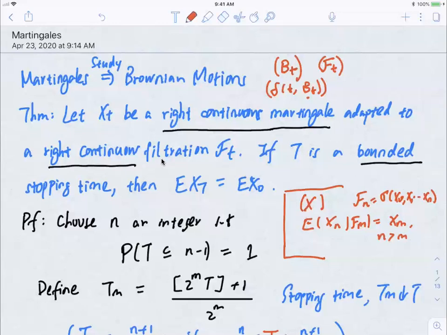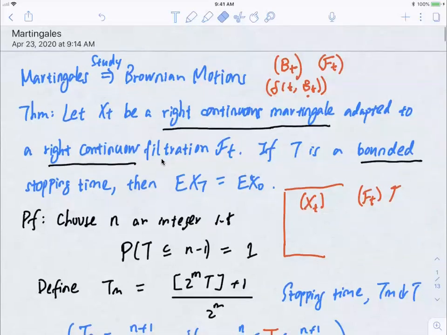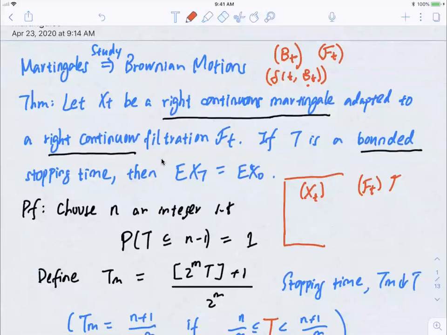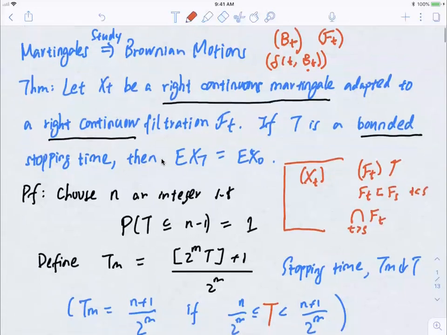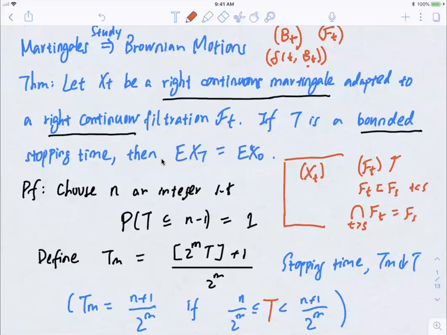Here, let's say Xt, and we also have an increasing filtration Ft. But usually we assume this Ft has a property: we assume Ft is right continuous. Right continuous means that if you take the intersection over all t bigger than s of Ft, we just get Fs. Basically, you can approximate Fs from above. This is called right continuous.